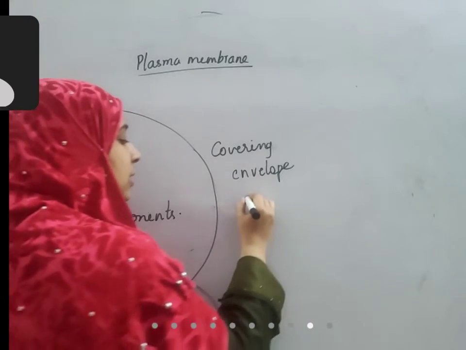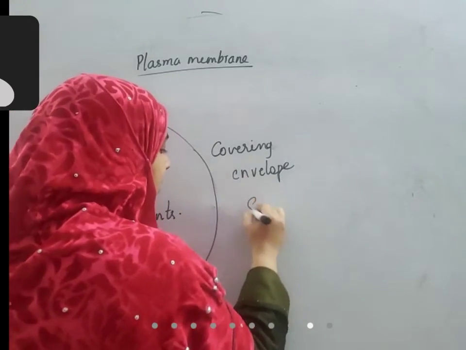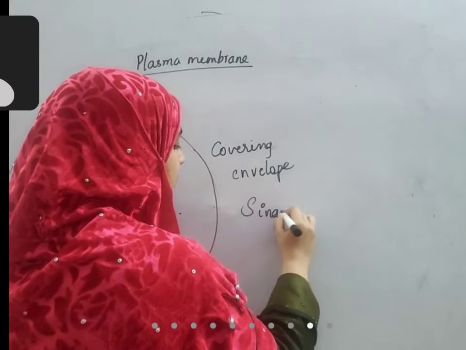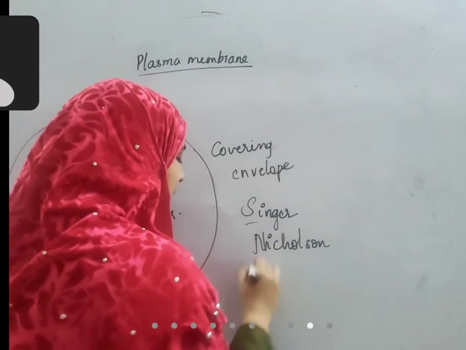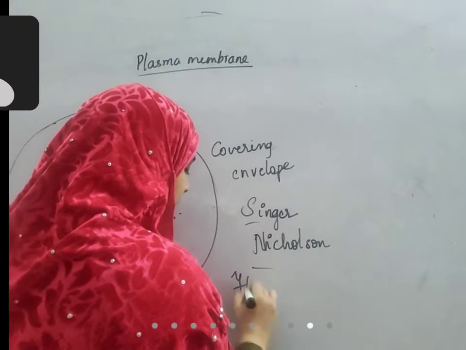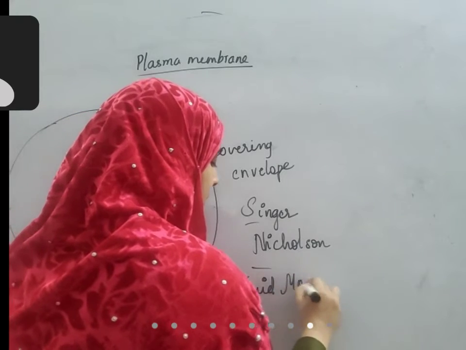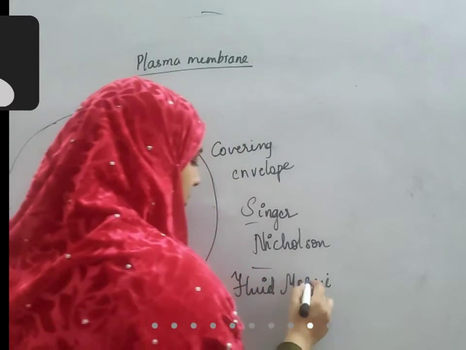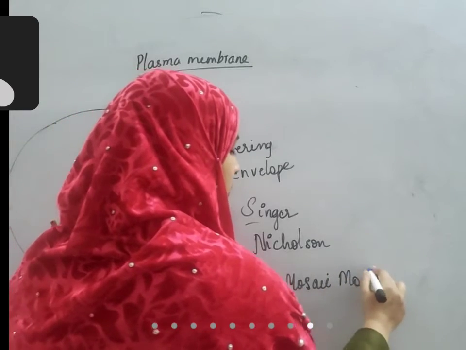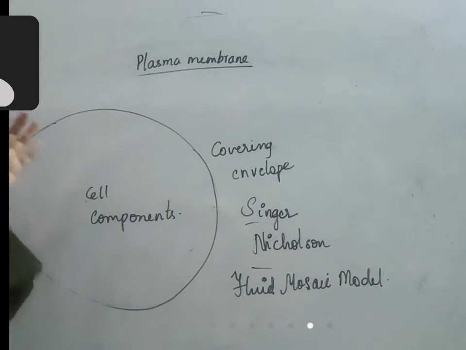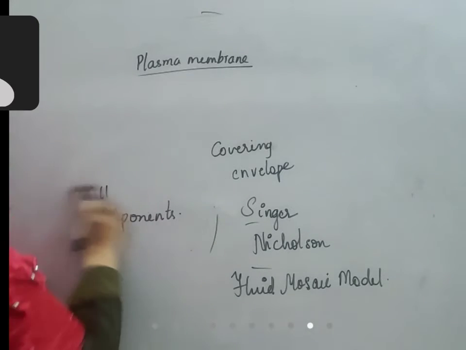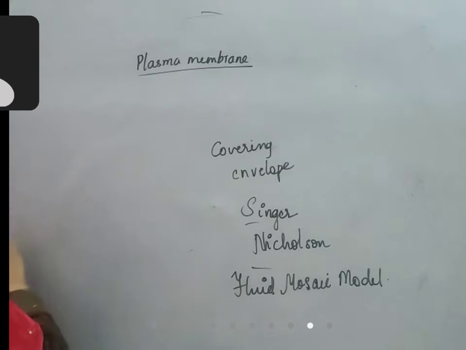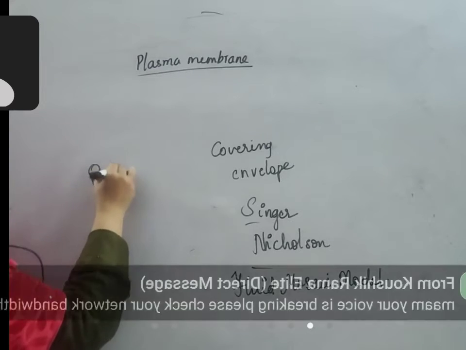Plasma membrane structure was proposed by Singer and Nicolson. The name of the structure proposed by them is the fluid mosaic model. According to this fluid mosaic model, the structure of the plasma membrane is like this. It is made up of a lipid bilayer.